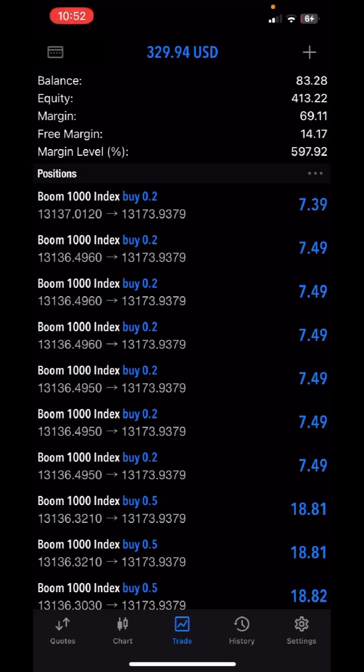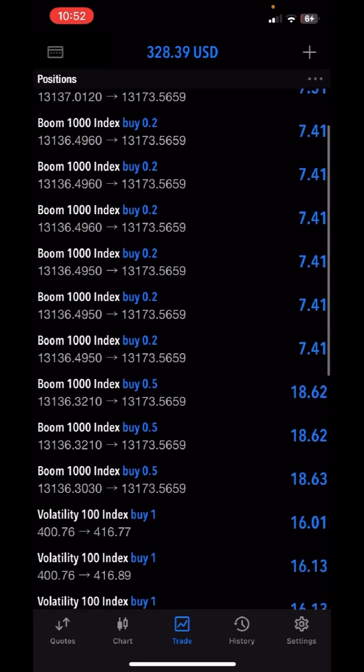So if they ask you to choose market structure or market trend, which would you choose? Drop in the comment section. Let me see which one you think is best. So take a look at this trade from $83 to $400.